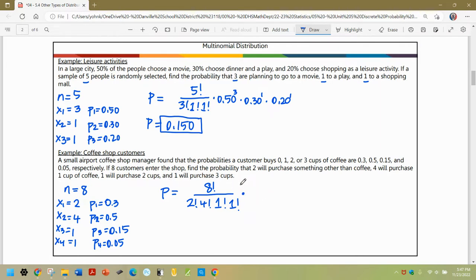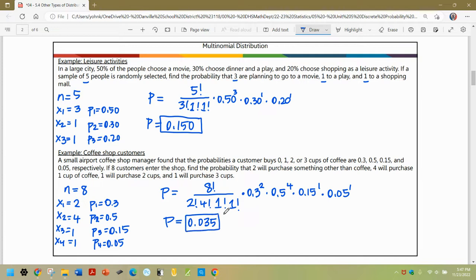Now we're going to multiply by the first probability 0.3 to the first exponent 2, times the second probability 0.5 to the fourth power, times 0.15 to the first power, times 0.05 to the first power. All right, that looks super fun. We type all this into our calculator, we get 0.035.